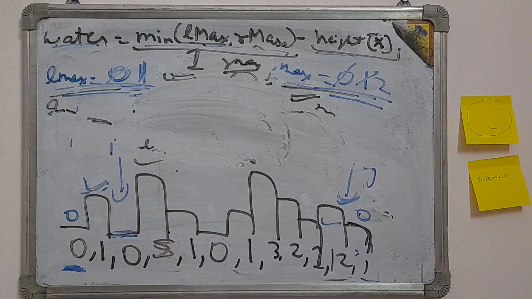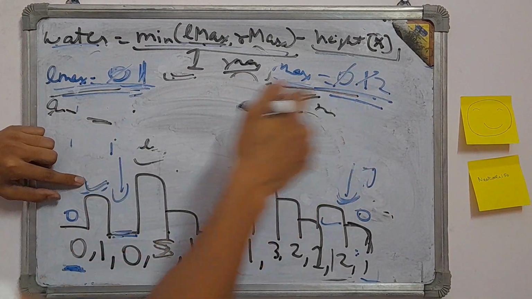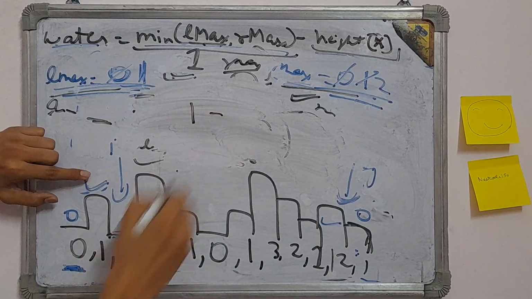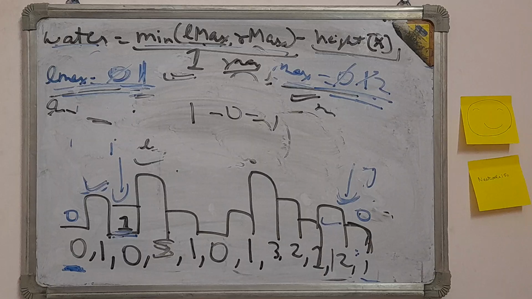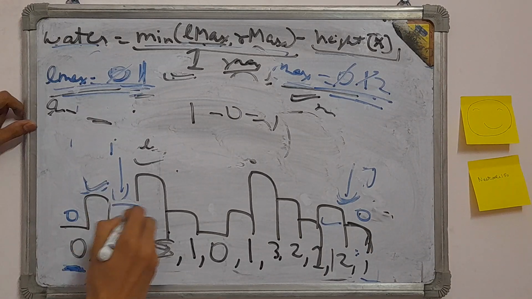Okay, so where were we? We were at I is here. Again, L max is 1, R max is 2. So we take the smaller one. 1 minus current height 0 is 1. So the water here is 1 point. Let me add it in blue color so that it is more visible. The water here is 1.